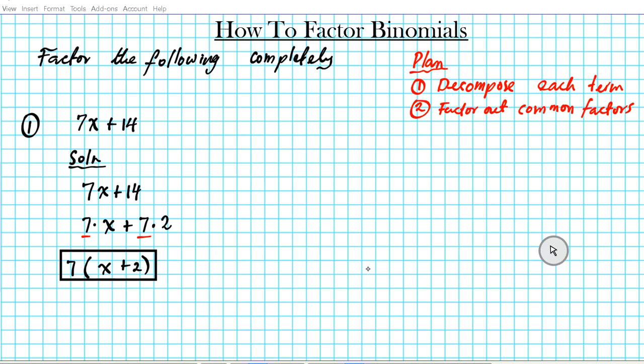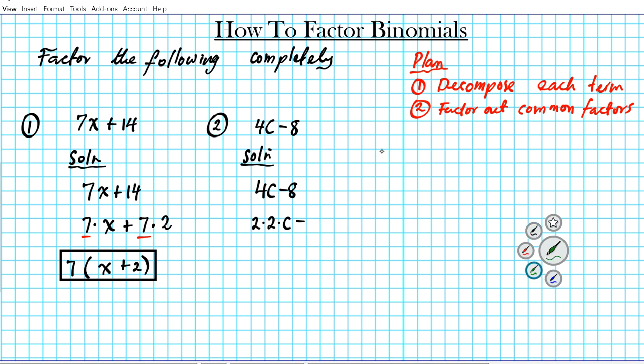All righty, let's take a look at question number 2. So for question 2, let's say we are to factor 4c minus 8. Now to do this, we're going to employ the plan that we outlined earlier, which is to first of all decompose each term and then factor. So 4, if you use your factor tree, you can break down into 2 times 2. So we have 2 times 2 times c. And then 8 is a little bit bigger, so let's put 8 to the side.